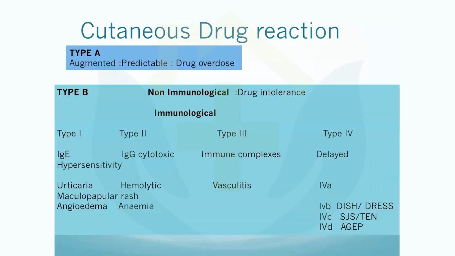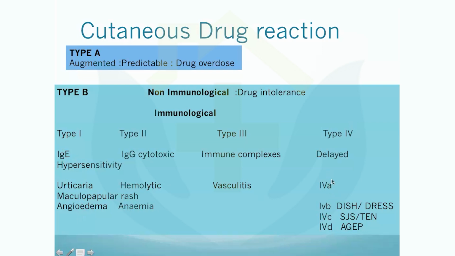Now, cutaneous drug reactions can be type A, which is predictable because of drug overdose. And type B can be non-immunological, which is drug intolerance, and it can be immunological, which is type 1. Type 1 reaction is an IgE hypersensitivity reaction, where we have urticaria, maculopapular rash, and angioedema. Type 2, we have hemolytic anemia. Type 3 is vasculitis. And type 4 is delayed hypersensitivity reaction.